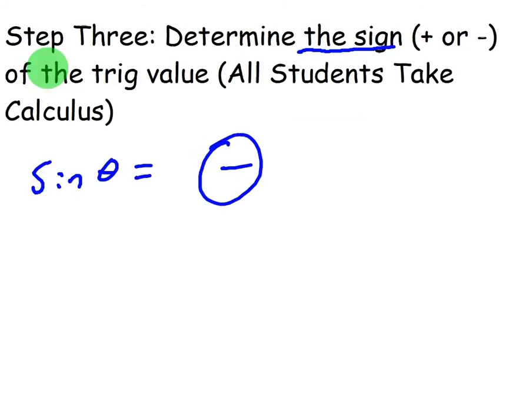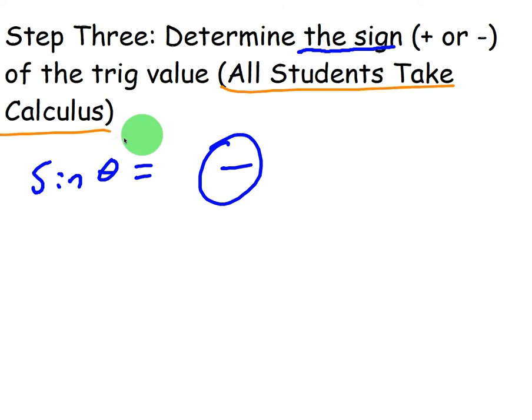Step 3 is to determine the sign of the trig value. All students take calculus, right? So what does all students take calculus mean? In the first quadrant, all the trig functions are positive. In the second, only sine is positive. In the third, only tangent is positive, for the T in take. And in the fourth quadrant, only cosine is positive, see in calculus. Now, I actually really do wish all students took calculus. Unfortunately, they don't, but that's just a little saying to help us remember what's positive.